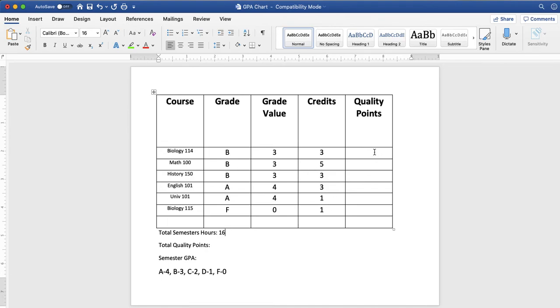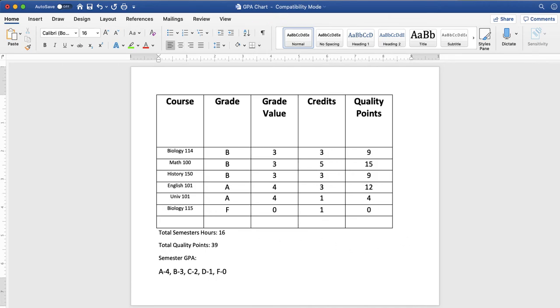Okay, and then I am again going to multiply grade value times credits. So I have 9, I have 15, 3 times 3 is 9, 4 times 3 is 12, 4 times 1 is 4, and 0 times 1 is 0, okay? So now I am adding 9 plus 15 plus 9 plus 12 plus 4 plus 0 equals 39 quality points for the semester.